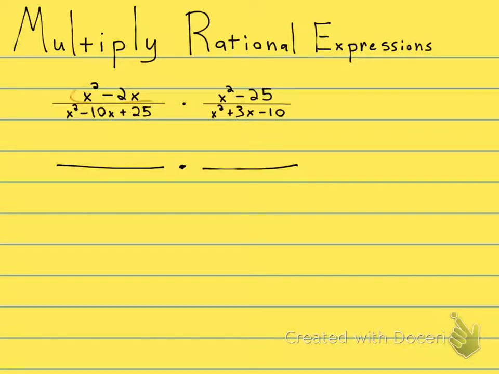Let's start right here at the top. X squared minus 2x. To factor that, I take out a greatest common factor of x, and I'm left with x minus 2. And that's it. This one's factored completely. If you look at this and think that it should be something else, always take out the GCF and then look further after that. And in this case, that's it.